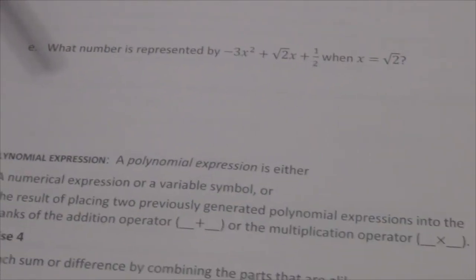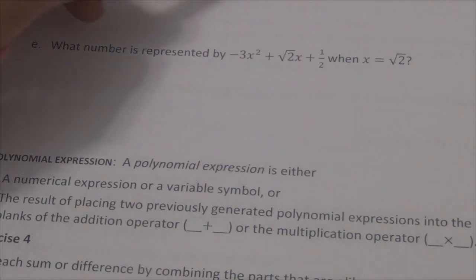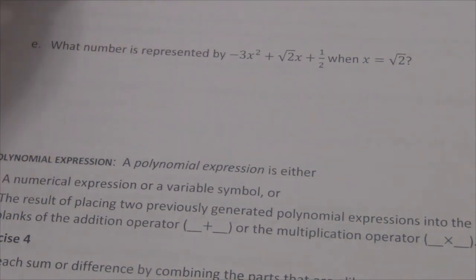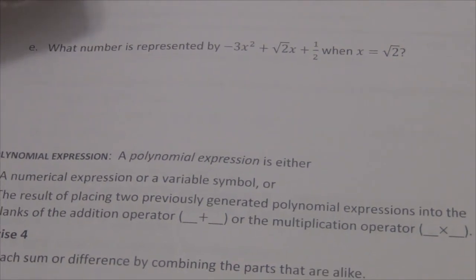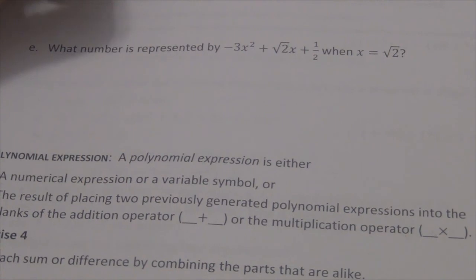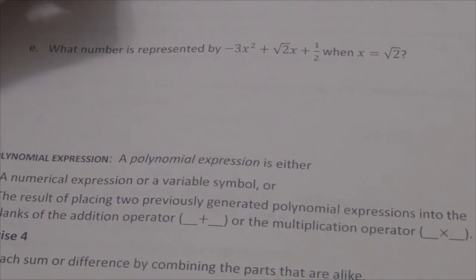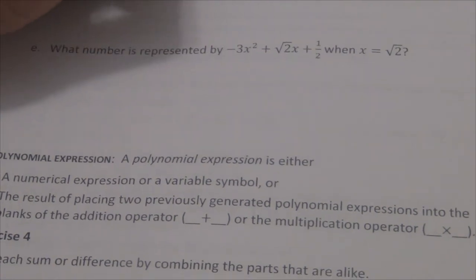Okay, let's go to D then. What number is represented by 4x squared plus 17x plus 2 if x is negative 2, or if x is 2/3? So that means we have to do both. Remember, 4x squared means 4 times x squared. What is the value of x? Negative 2. So 4 times negative 2 squared plus 17 times negative 2 plus 2.